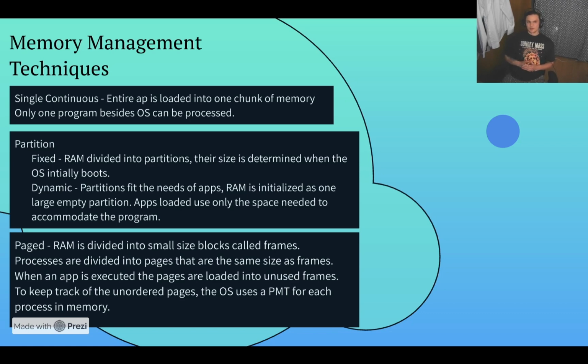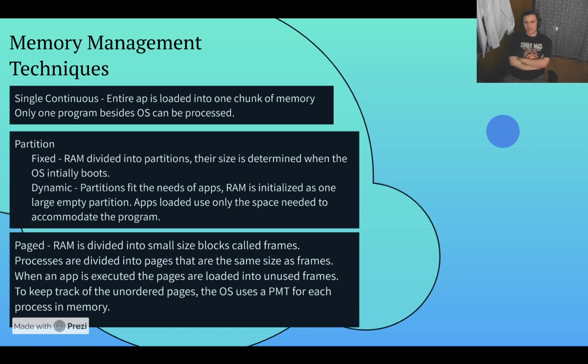A dynamic partition is a partition that fits the needs of apps, and RAM is initialized as one large empty partition, so it's just the whole thing. Apps are then loaded using only the space needed to accommodate the program. It sees this large partition and says, okay, I only need this section, so I'll carve out this much, and this is mine now. If another process gets loaded, it's left with the remainder, which is still the entire rest of the partition, and only carves out as much as it needs.